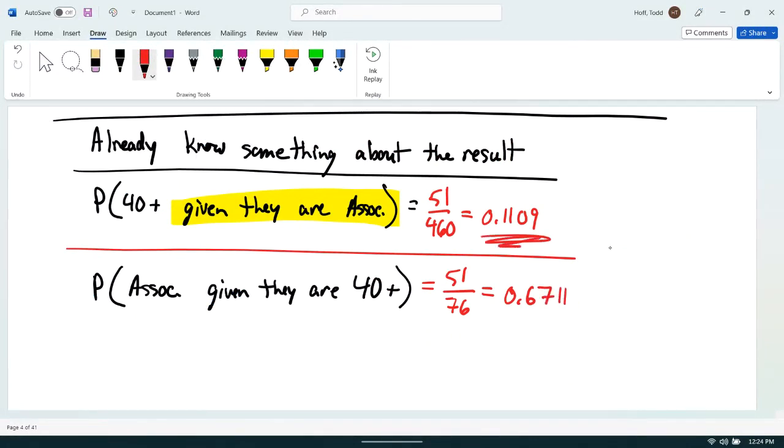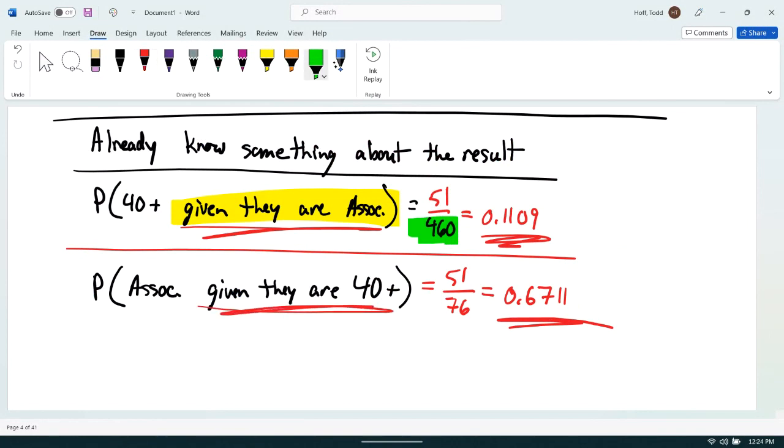Notice those are very different probabilities. We're still looking at the same students for our included group, but the total that we're selecting them from is much different because we're looking at different conditions. Here we knew they were associate degree, so we're only looking at the 460 associate degree students. Here we knew that they were 40 plus, so that meant we were only looking at the 76 students that were 40 plus. Okay, with that, that is it for the day.